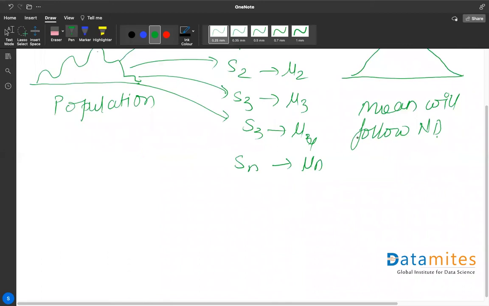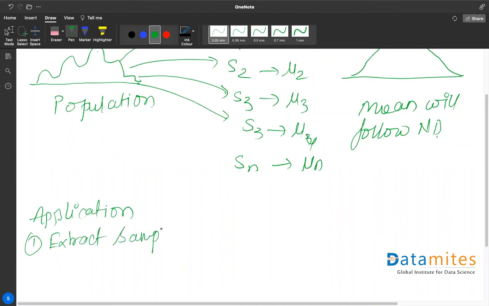After explaining this, you need to tell why the central limit theorem is used. Can anybody tell me why we use the central limit theorem? To analyze a large set of data, outlier detection. Okay, what else? Right, so as Sumit said, to analyze a large set of data. Applications also include extracting good samples from the population.